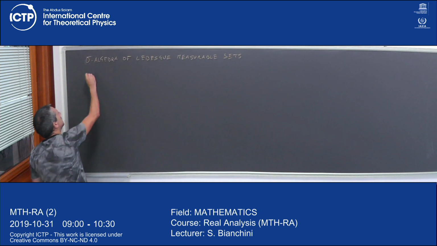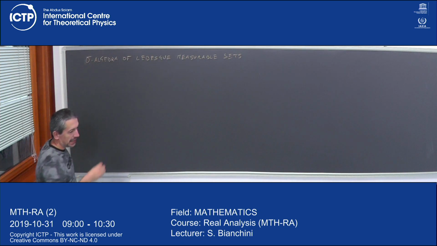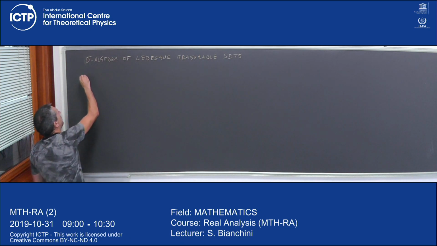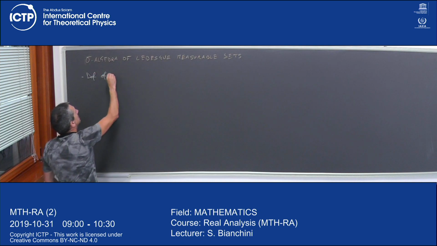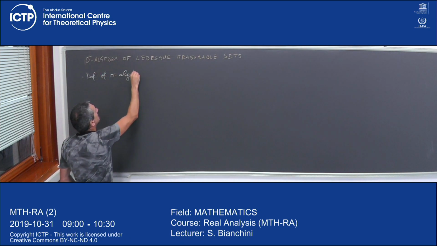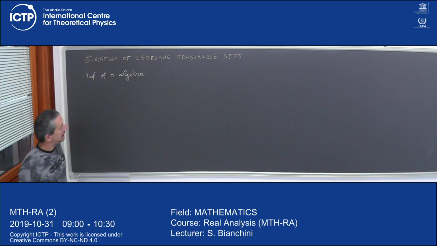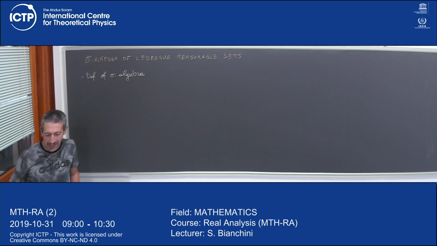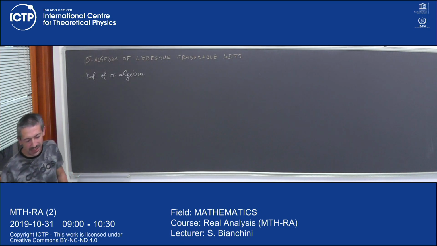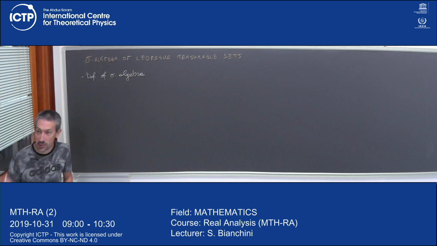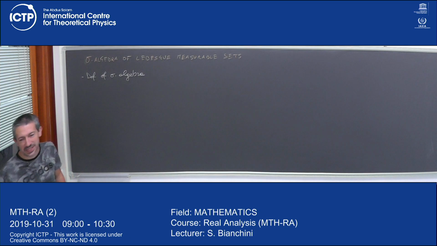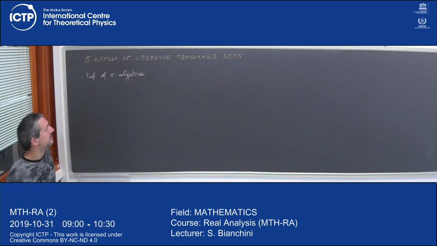We have three objects. First, the definition of a sigma algebra. It is an algebra, so it's closed under union, intersection and complementation. It contains the empty set. And the sigma means that it's closed under countably many operations: countable union, and then by complementation, countable intersection.